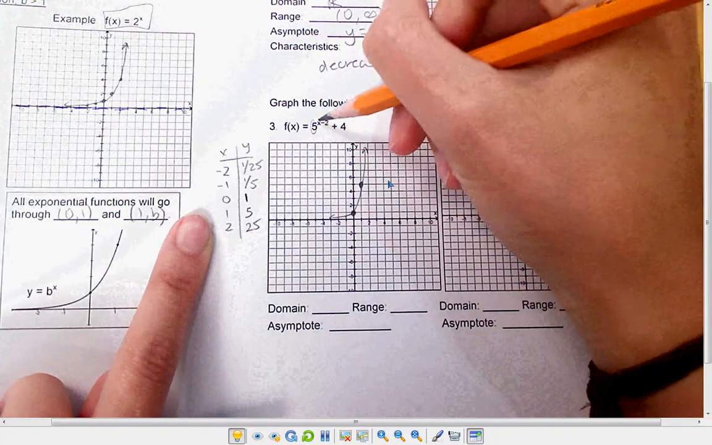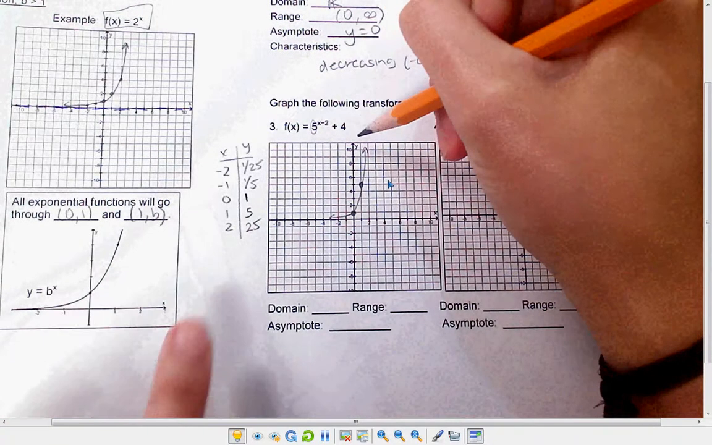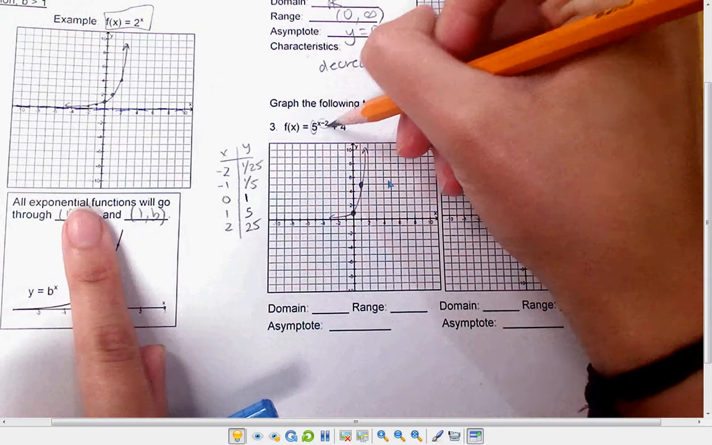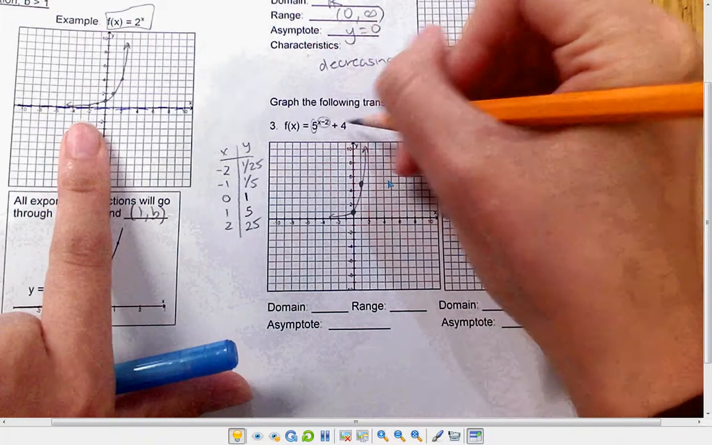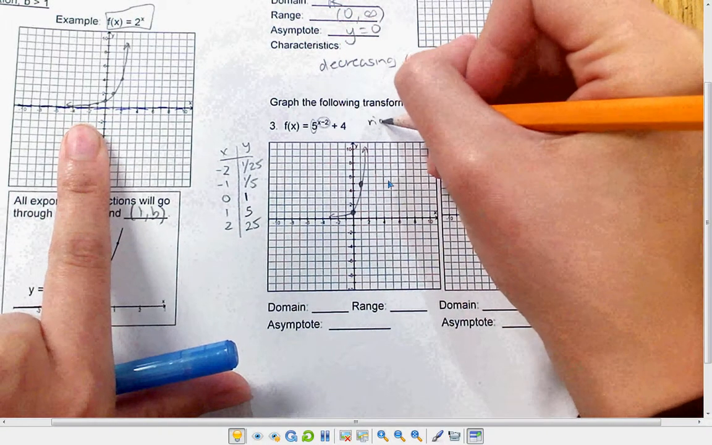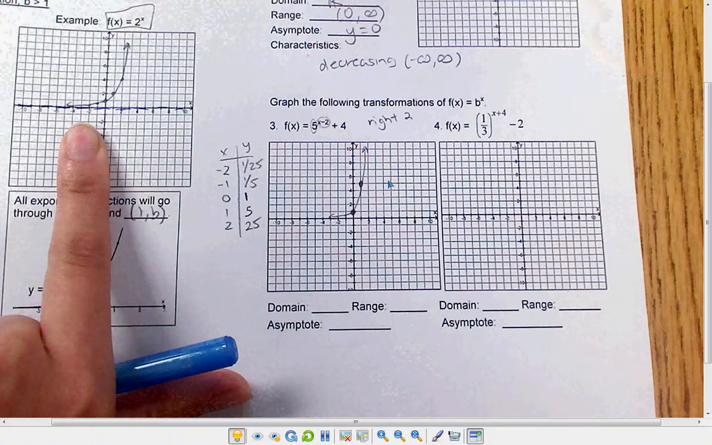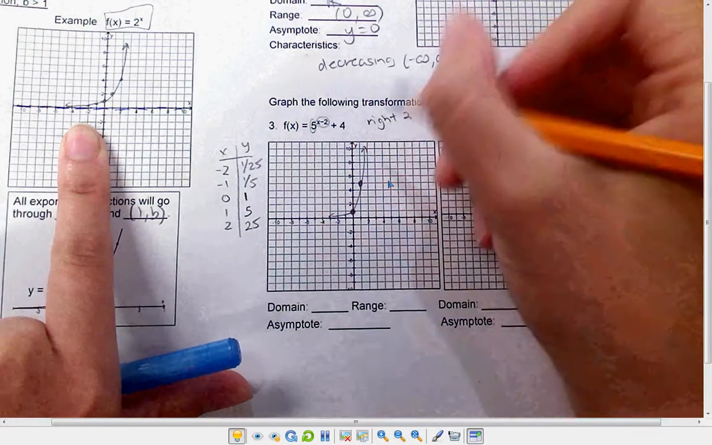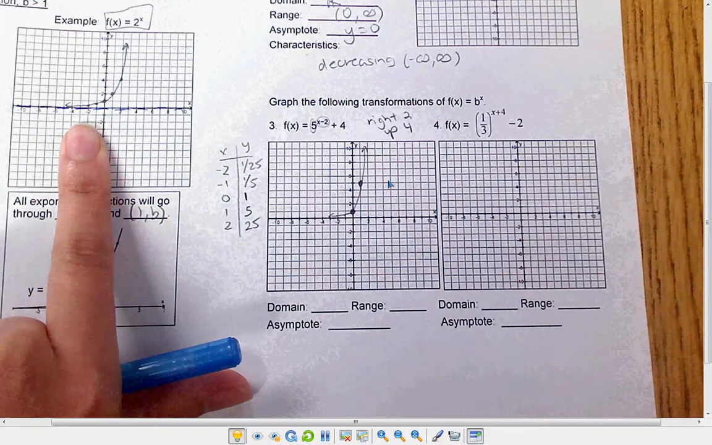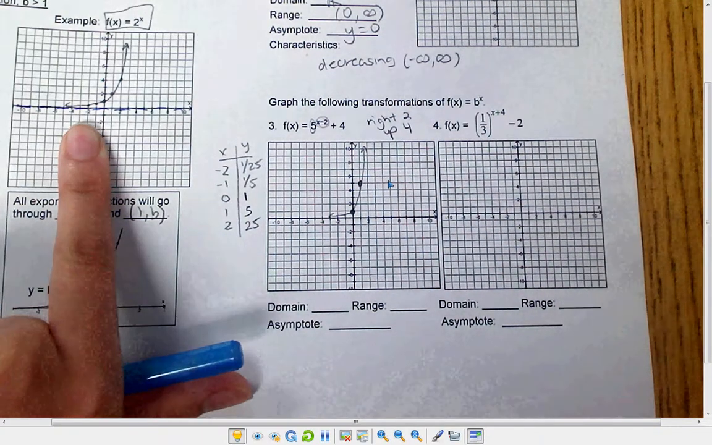What I'm going to do now is look at my shift. So what direction has it moved? This is affecting my x. So x minus 2 means that I'm moving to the right 2, because this is inside of the exponent. Outside the exponent is plus 4, so what direction is that? It's moving up 4. So I'm going to take all my points and move them right 2 and up 4.